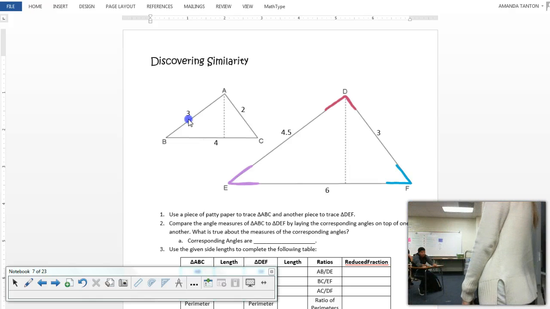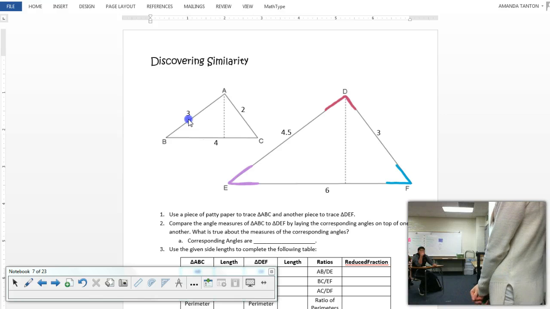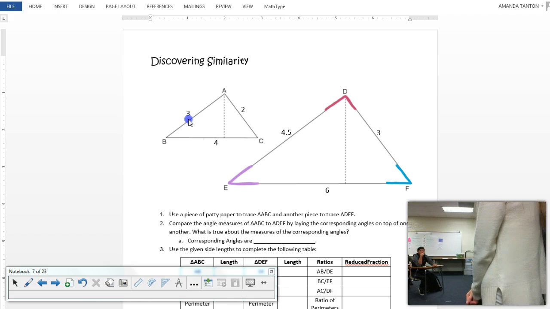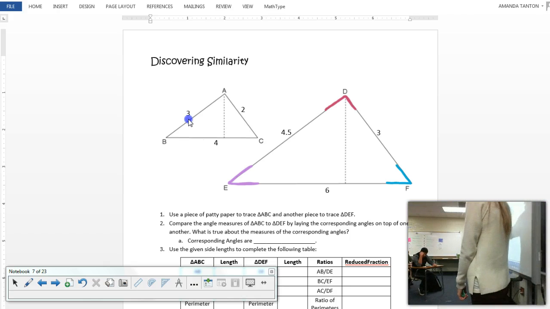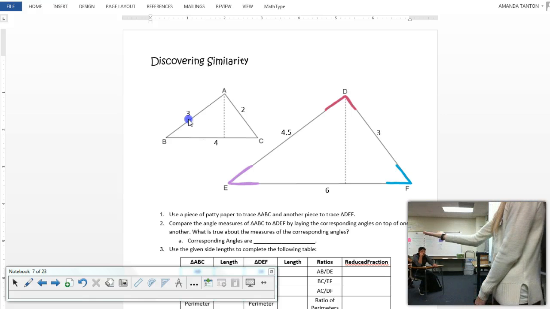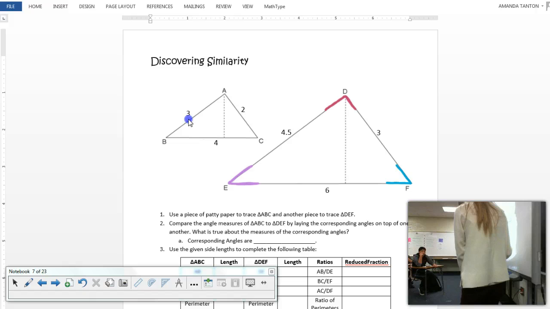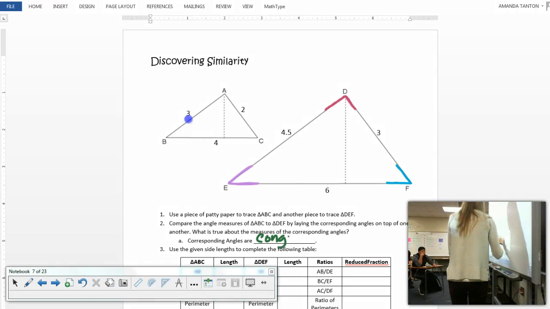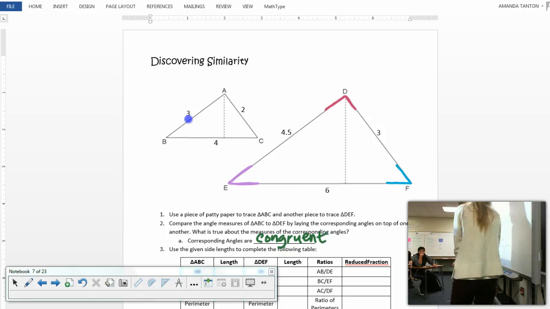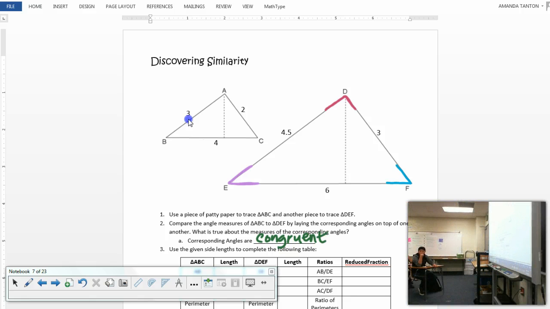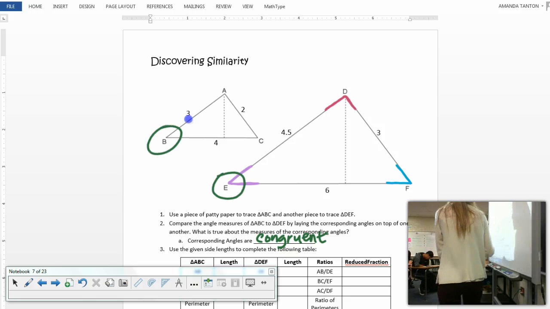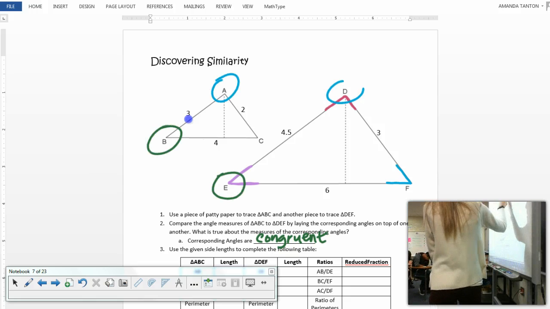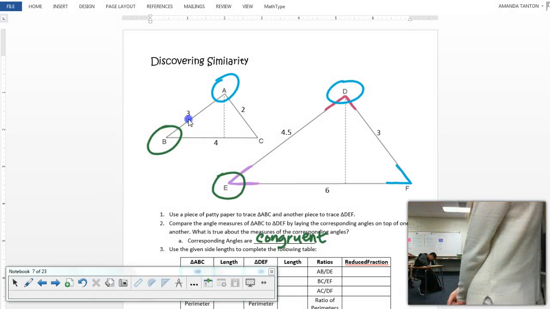Okay, so it says, number 2, what is true about the measures of the corresponding angles? What should we put in this blank? Raise your hand. Corresponding angles are blank. How did B compare with E? How did A compare with D? Congruent. Everyone go to your sheet and write the word congruent. Corresponding angle measures are congruent. They're the same exact measure. I'm not saying that angle B matches angle D. I'm saying that the corresponding ones match. So the ones that go with each other match. B matches E. A matches D. We did this last unit right before Christmas.